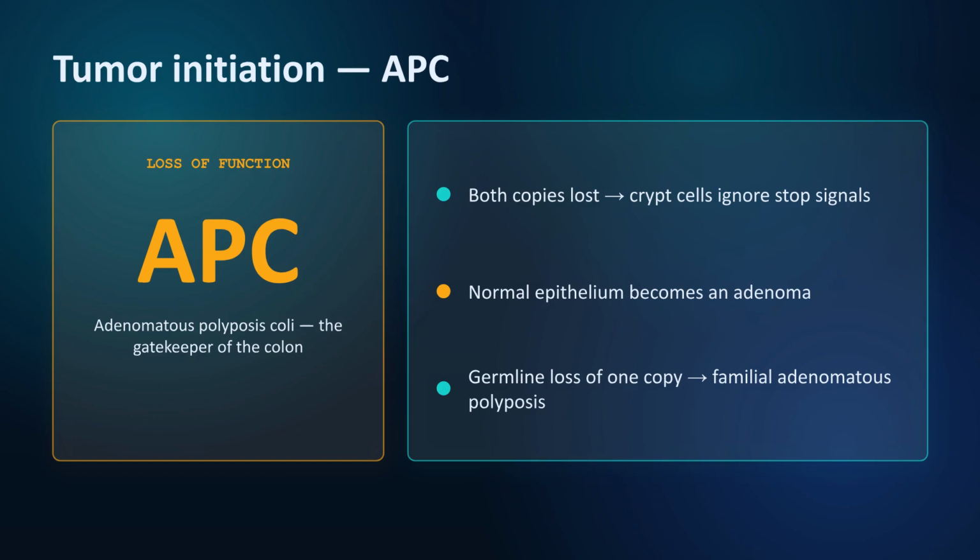And here is the clinical bridge. When a patient inherits one defective copy of APC in the germline, every cell in the colon is already halfway there, and they develop familial adenomatous polyposis, hundreds to thousands of adenomas.